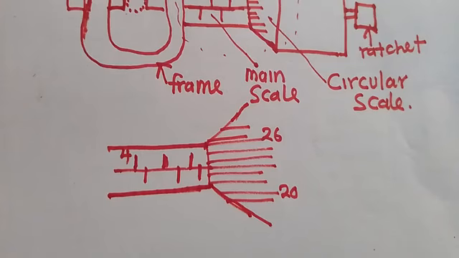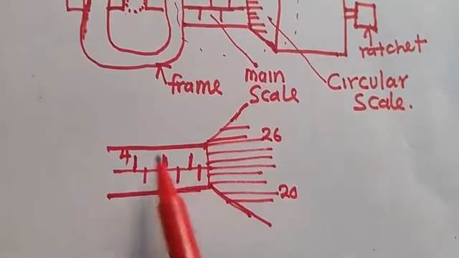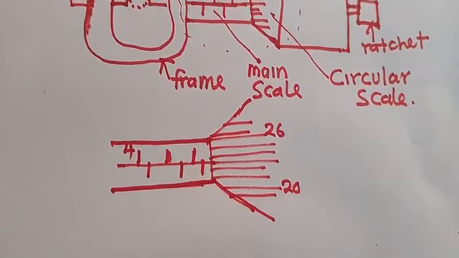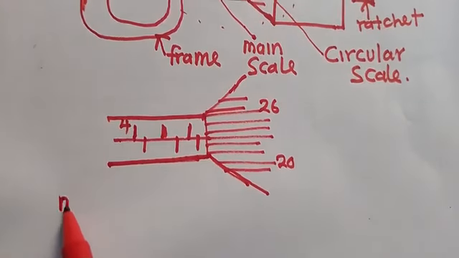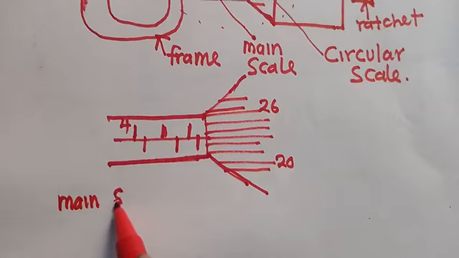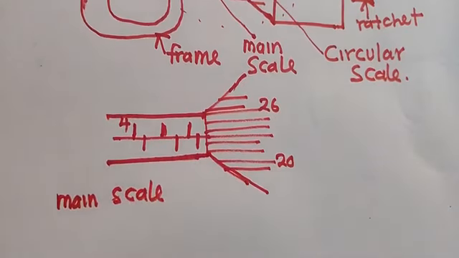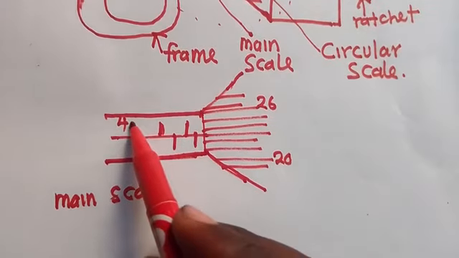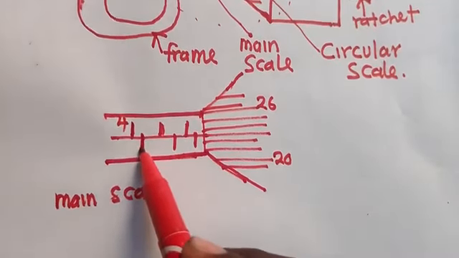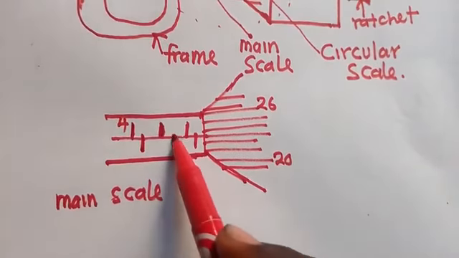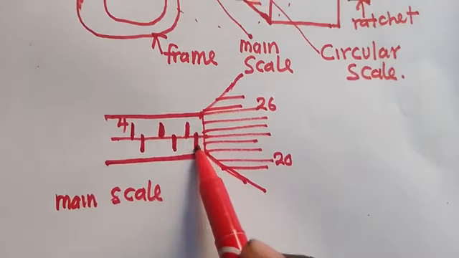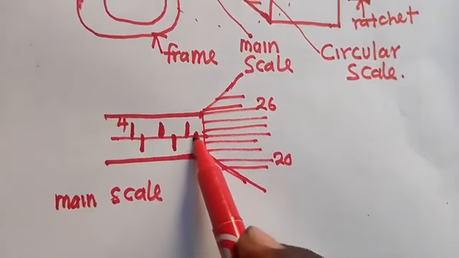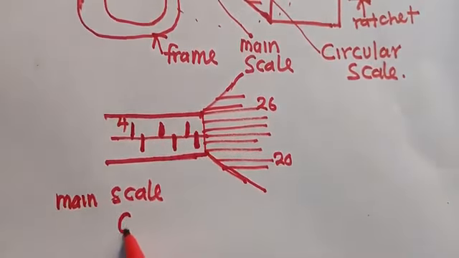How can you get the readings? This one here is called a main scale. So how do you get the readings on the main scale? What you're going to do is this. This is 4. So this is 4.5. This is 5. 5.5. This is 6. 6.5. So the last one is 6.5. So that's the reading.